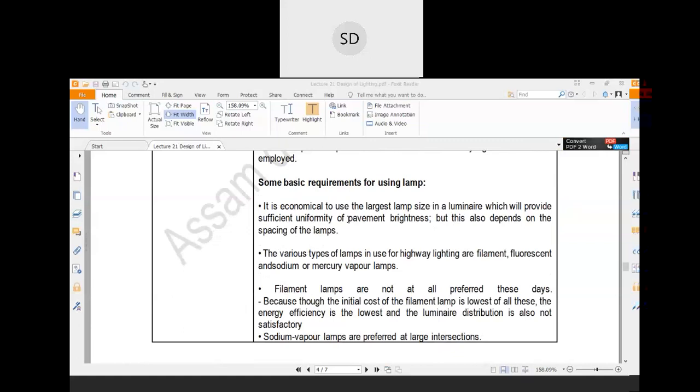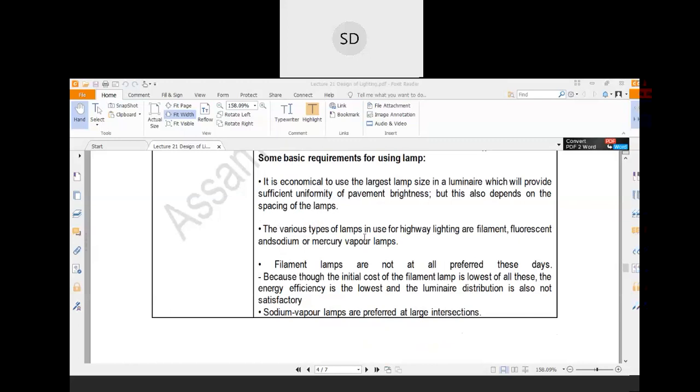Some basic requirements for using lamps. It is economical to use the largest lamp size in a luminaire, which will provide sufficient uniformity of pavement brightness, but this also depends on the spacing of the lamps. So based on the spacing, you can increase or decrease the sizes of the lamps.